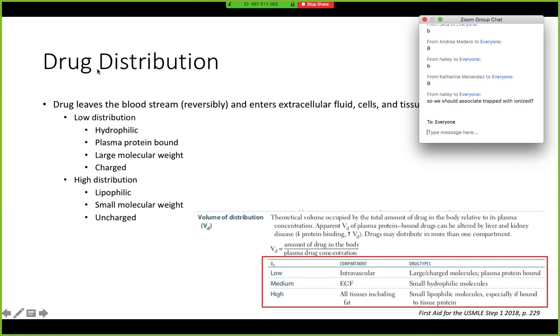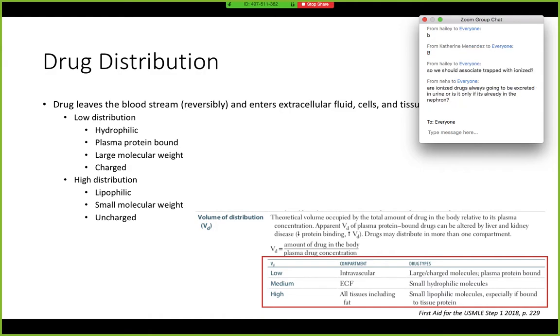Okay, so drug distribution. Really, everything you need to know is summed up right here in this little chart. But a drug with low distribution is going to be hydrophilic or plasma protein bound because it wants to stay in the blood. So since it's not leaving the blood, it's going to be lowly distributed to the tissues. And anything with a large molecular weight has low distribution, or anything that's charged.